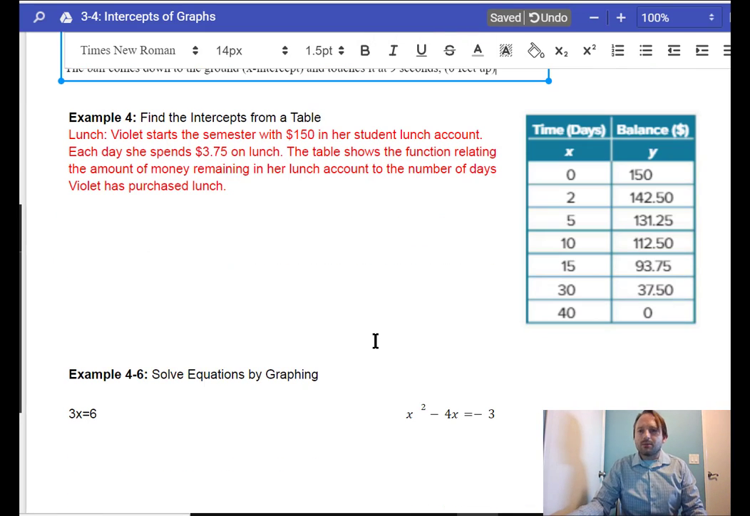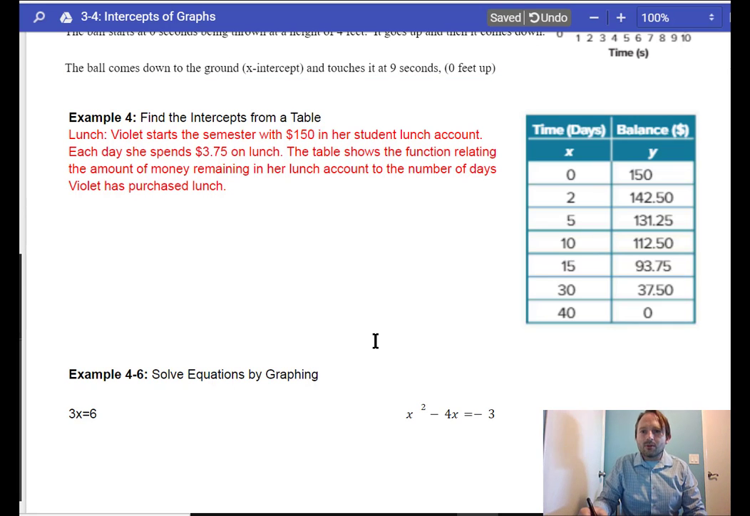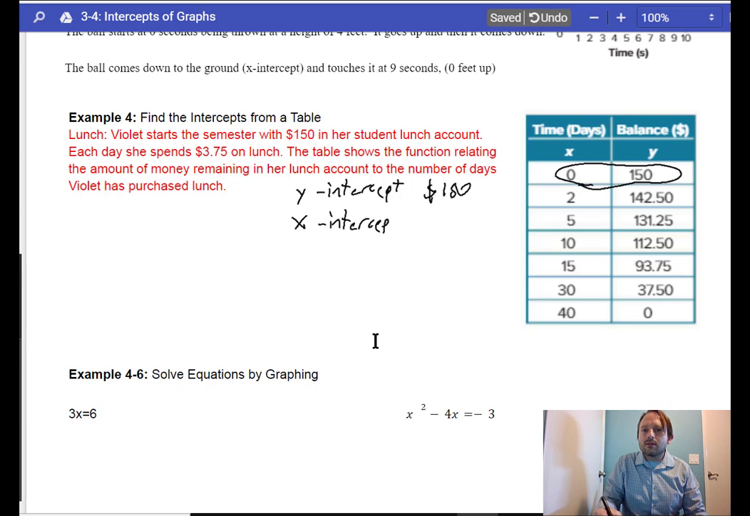Find the intercepts from a table. All right, I don't even have to read the scenario. When x is 0, y is 150. Okay, so the y-intercept is 150. The x-intercept is x equals 40. Violet starts the semester with $150 in her student lunch account. Each day she spends $3.75 on lunch. The table shows the function relating the amount.